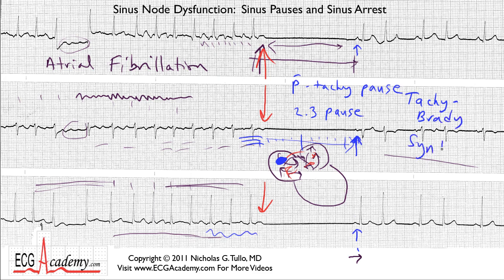So tachy-brady syndrome is a situation where you have sinus node problems and you also have atrial tachyarrhythmias like fibrillation and flutter. We'll talk about those in the subsequent chapter. But you can have very rapid arrhythmias in the top chamber, but the sinus node also has problems as well. So often the heart rate is either too fast or it's too slow.